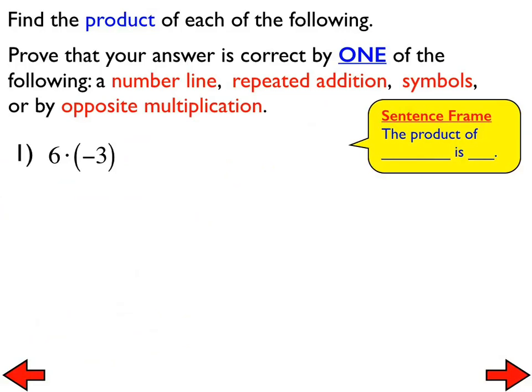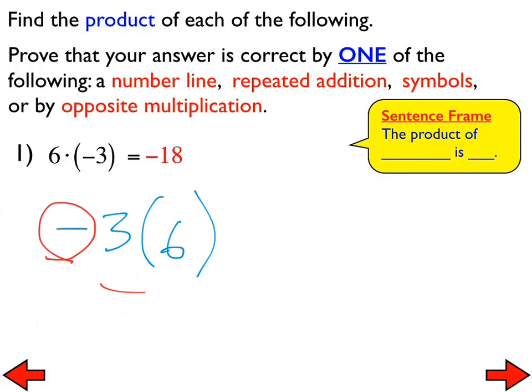So there are a number of reasons why the answer to this is negative 18. Here's one. Opposite multiplication. I'm going to flip this around using the commutative property. And opposite multiplication means we're going to find the opposite of whatever that times that is. 3 times 6 is 18. The opposite of 18 is negative 18.